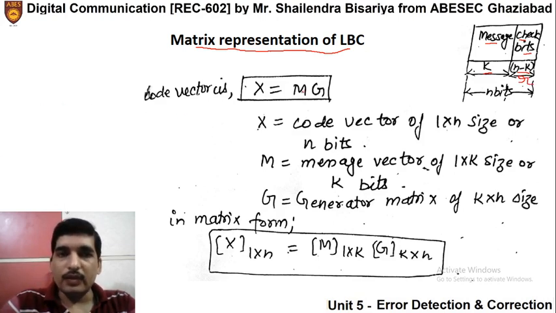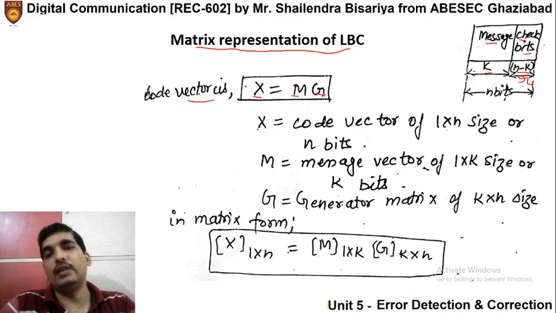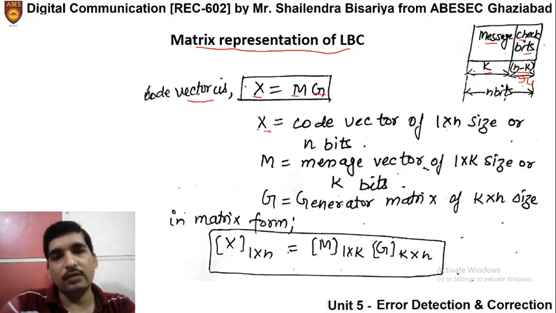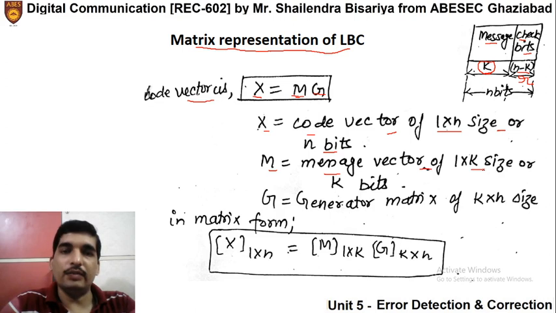Okay, so code vector we have already represented. We can write code vector as x is equal to m into g. Now what is this g? Before that, x is known to us. What is the size of code vector? We have n bits, right? So in matrix form it is 1 cross n size, or n bits simply. And message is having size k. So M is the message vector or matrix of 1 cross k size.